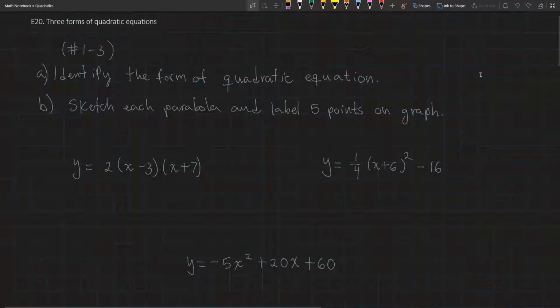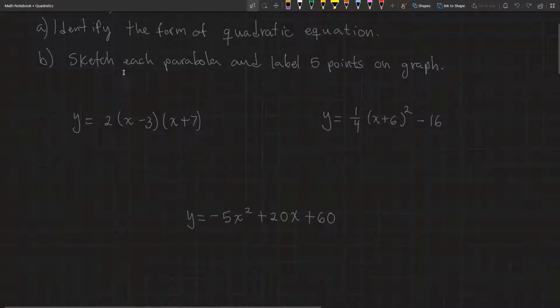And in this video, we're going to give them their formal names, because that's what the textbook refers to them as. So that's one of the main goals for this video. And the other thing is that hopefully not only do you recognize what the three forms of the quadratic equation are, but once you do that, are you able to sketch and label 5 points on the quadratic?